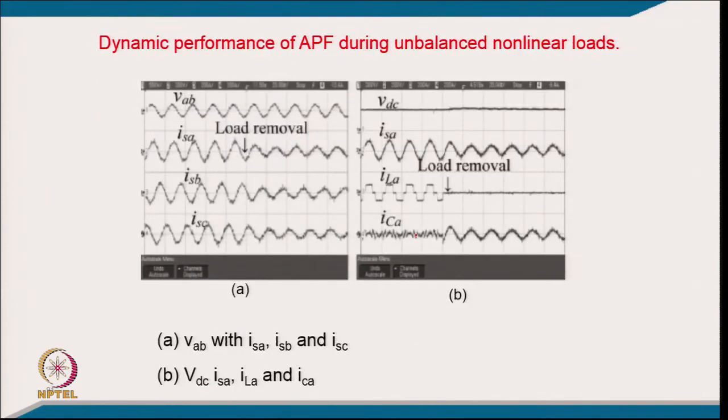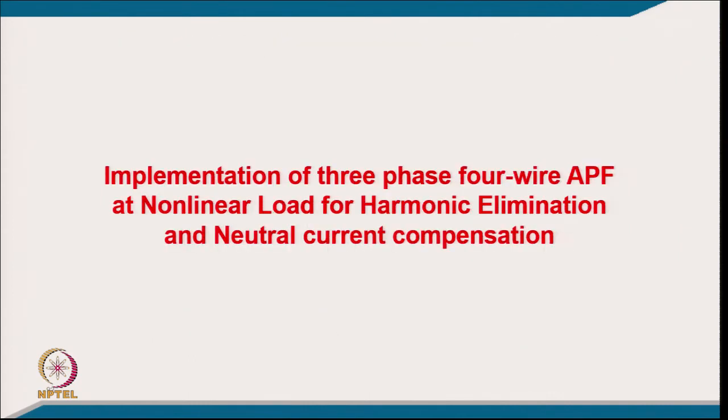If one phase load is removed, you can see how the 3-phase supply current reduces here, and the DC link voltage is regulated with a slight overshoot for a short period when the load is removed. If this is the A phase grid current, then this is the load current of A phase and the shunt active filter A phase current. Once the load is removed, these two currents become equal, so the shunt filter current and the grid current become the same, because there is no load in that particular phase, but because of load balancing you are just having this current in that. Coming again to the implementation of the 3-phase 4-wire system for neutral current compensation also.